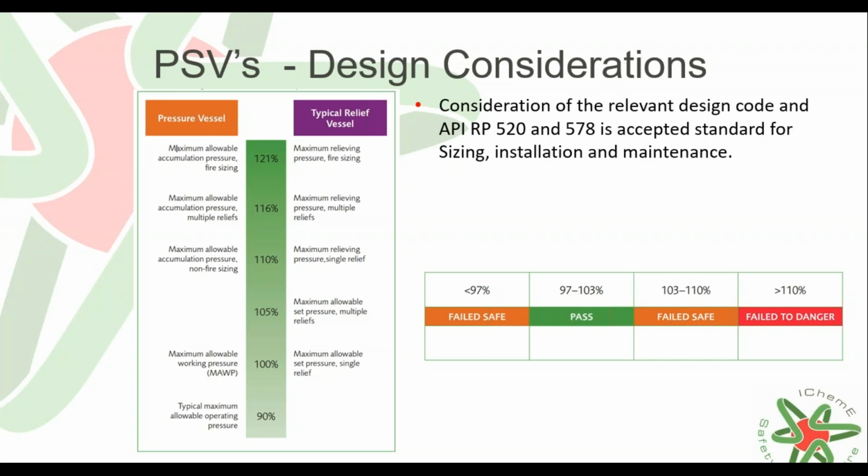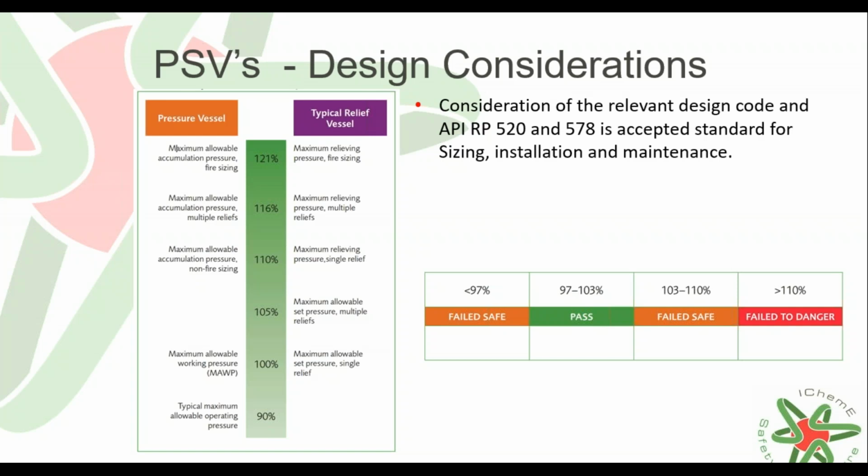We talk about accumulation pressure for multiple PSVs, which is 116, and then we talk about the fire case, which is 121. So if we look at the right-hand side, we then talk about what that means for the PSVs. If we have a single PSV, then we run at the set pressure being 100%, which means the maximum relieving pressure should be 110. If we have multiple, then it might be staggered up to 105, and in that case, we want the maximum to relieve at 116. But in all of the cases, we want the full flow to be occurring at 121.